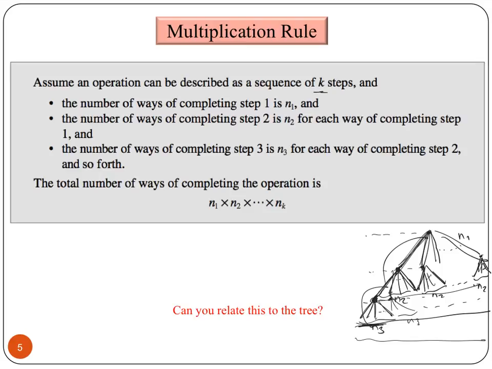So if you have k stages, and you have n1 in the first, n2 in the second, up to nk in the kth, then the total number of possible outcomes is going to be the multiplication of the number of outcomes at each stage. And that's called the multiplication rule. This is the multiplication rule, and this is how you can relate it to a tree.